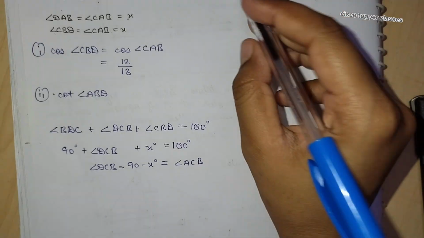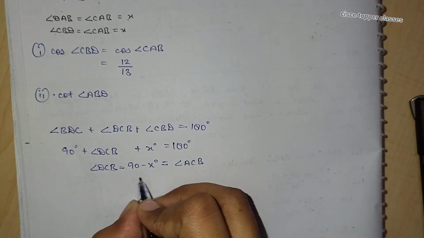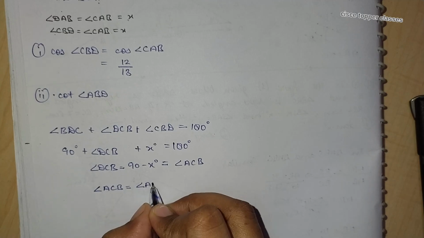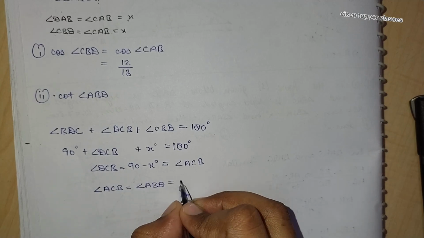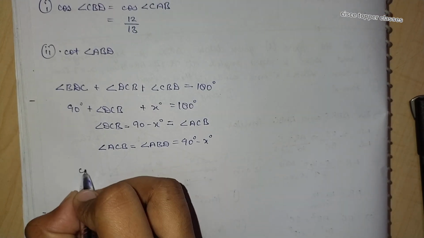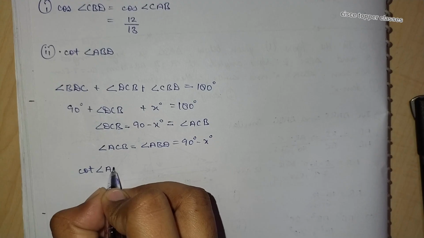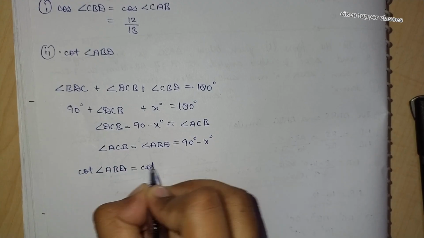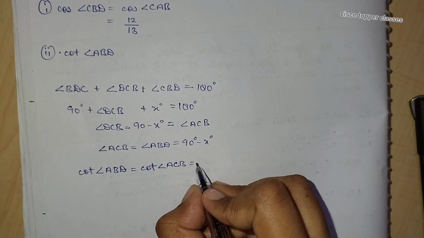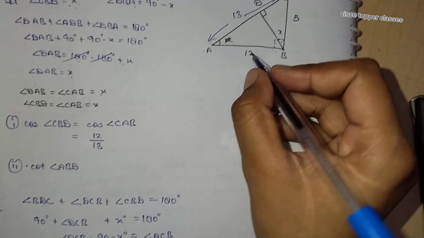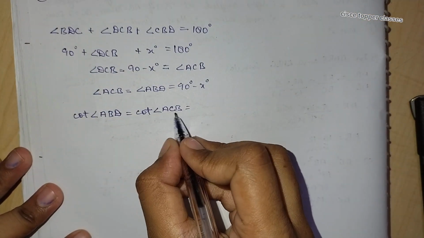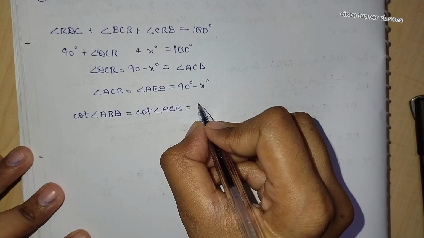And we know angle ABD is 90 minus x. So from here we can write angle ACB is equal to angle ABD, which is 90 minus x, which is equal to 90 degrees minus x degrees. So if we apply cot here, cot of angle ABD will be equal to cot of angle ACB. Because cot is base by height, we can write base is 12 and perpendicular is 5. So in triangle ACB, this will be 12 by 5.